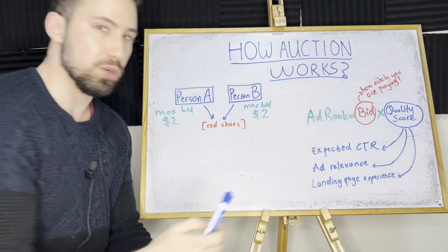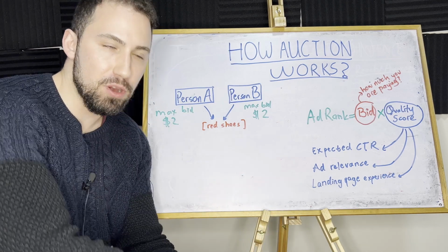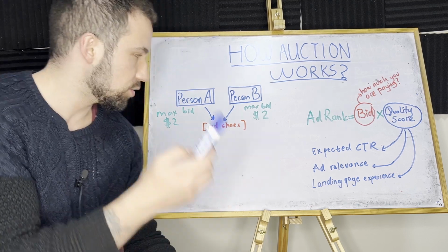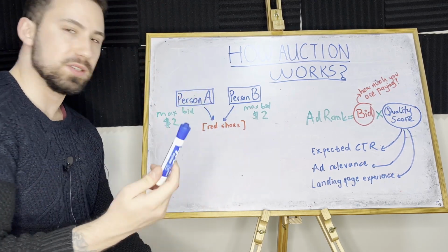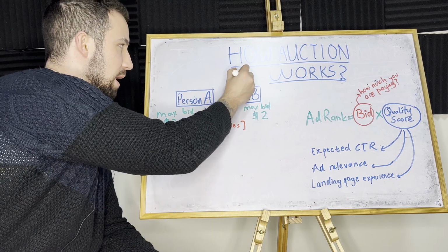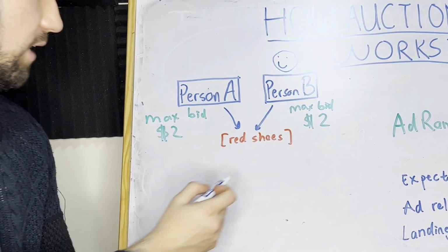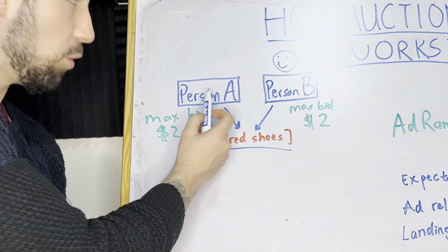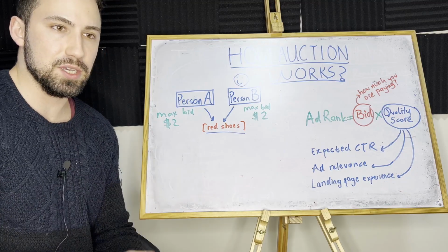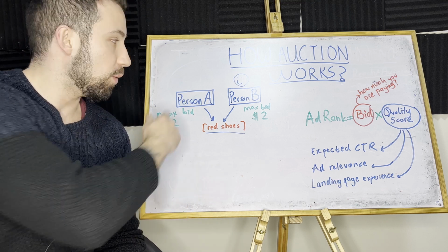for the quality score. So we are paying a certain amount for a keyword and our competitor is also paying a certain amount for a keyword, right? Let's say person A is someone we have no idea about, person B is me. I am bidding for the keyword red shoes, and my competitor is also bidding on the keyword red shoes. Who's going to get that keyword? Meaning, who is going to rank above the other person?